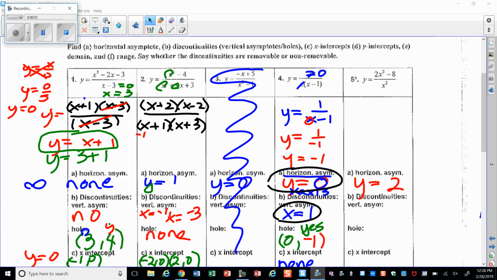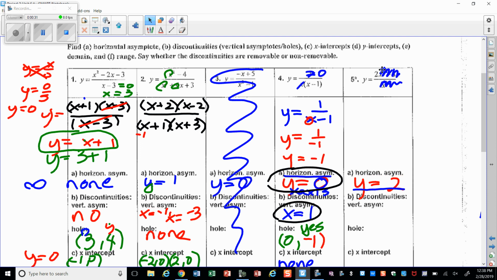So, looking at number 5, if we want to look at where the horizontal asymptote is, remember we can compare the exponents and they're both 2. All right, so if they are the same, that means basically as x goes to infinity, these are the same, so they don't matter. So y equals 2 is our horizontal asymptote.